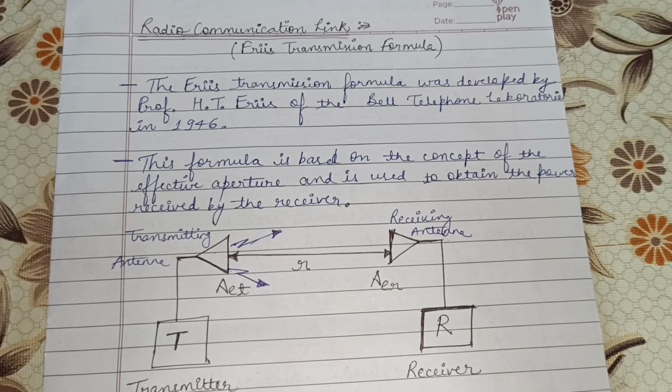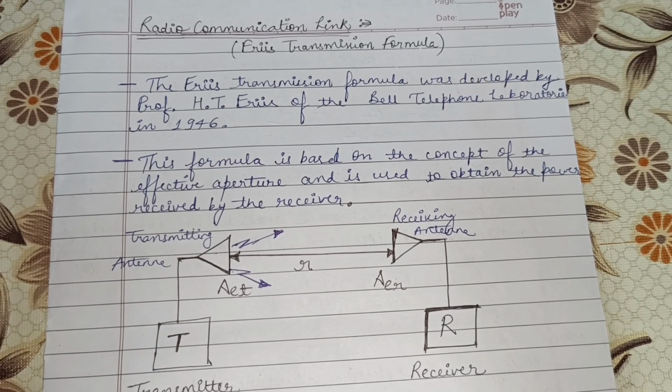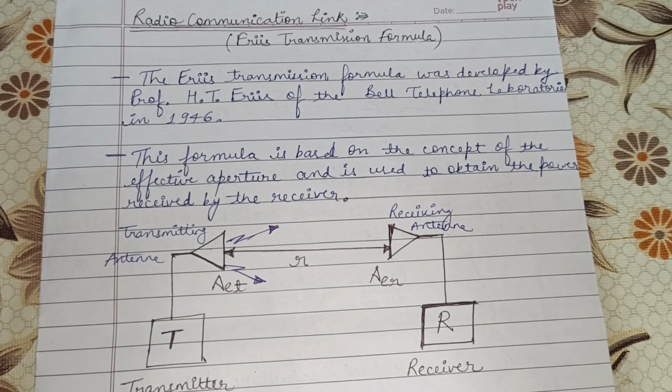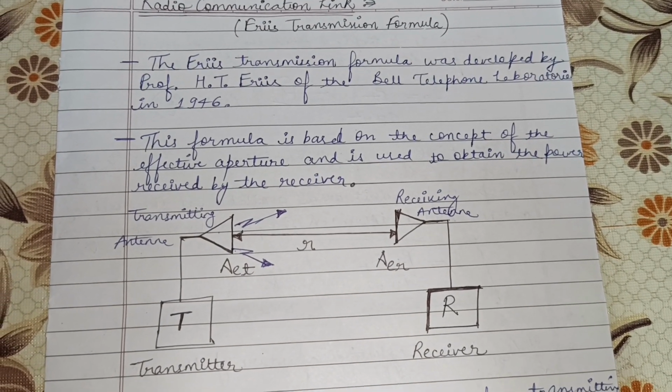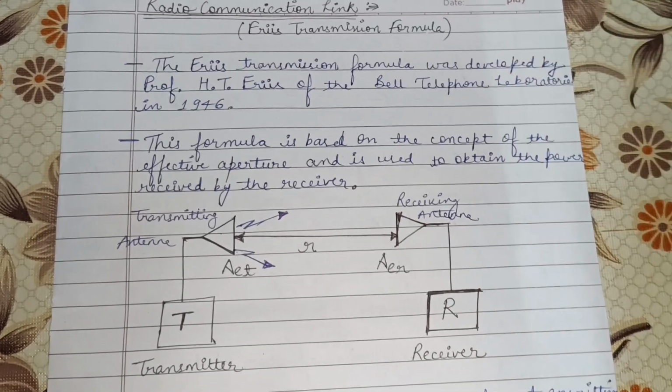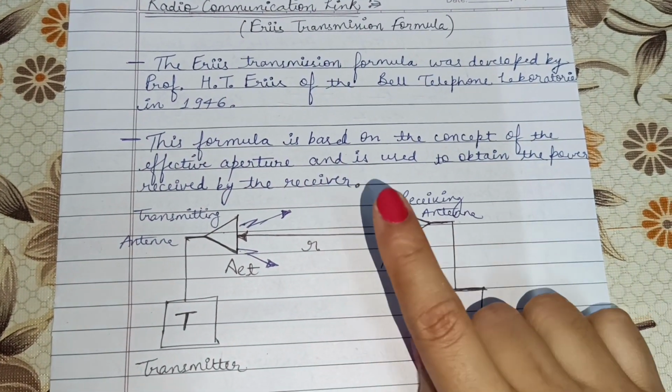We will learn about the radio communication link. It is also known as the Friis transmission formula. It actually tells about the receiving power, or PR, received by the receiving antenna. This formula is based on the concept of effective aperture.